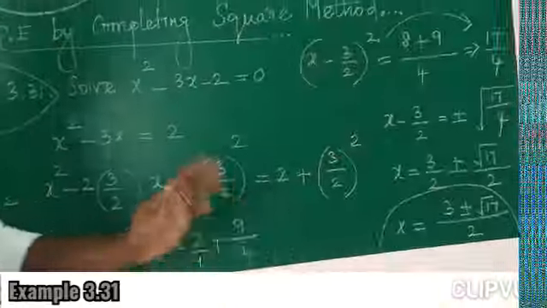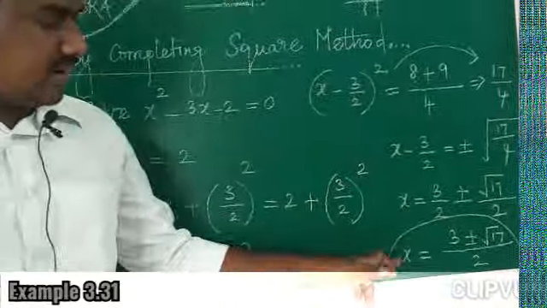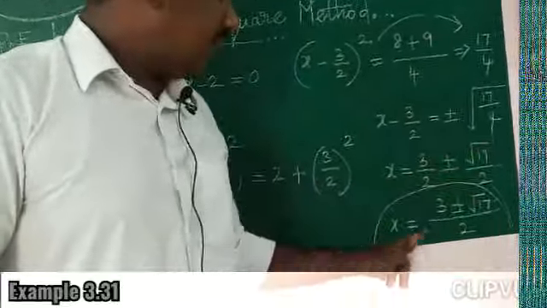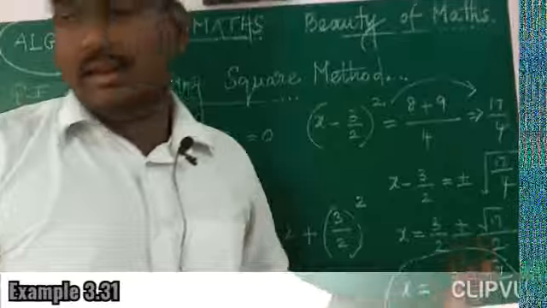But quadratic equation has two solutions, you know. So first value x is equal to 3 plus root 17 by 2. Another one is 3 minus root 17 by 2.